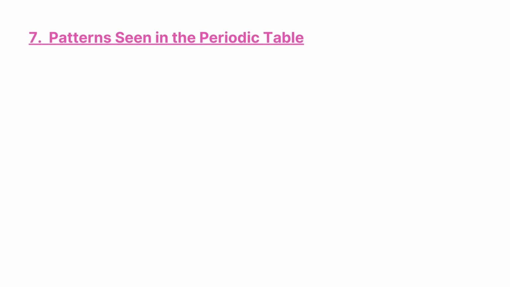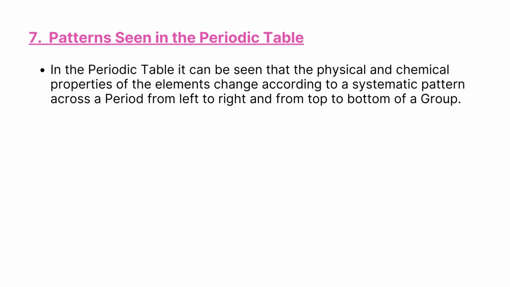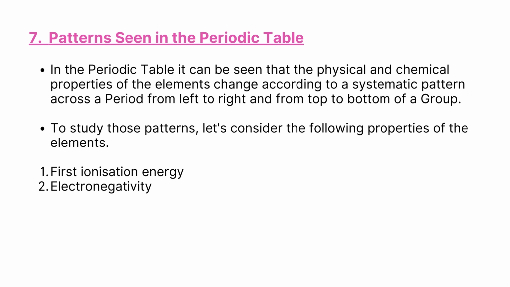Now we will see some patterns that are seen in the periodic table. When we discussed the periodic table, I told you all that when elements are arranged into the periodic table, you will see similarities and patterns. In the periodic table it can be seen that the physical and chemical properties of the elements change according to a systematic pattern across a period from left to right and from top to bottom of a group. To study those patterns, let's consider the following properties of the elements. First, ionization energy. Then electronegativity.